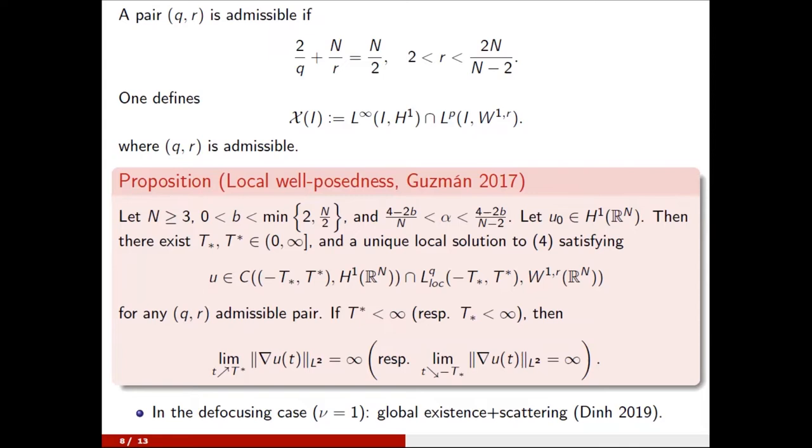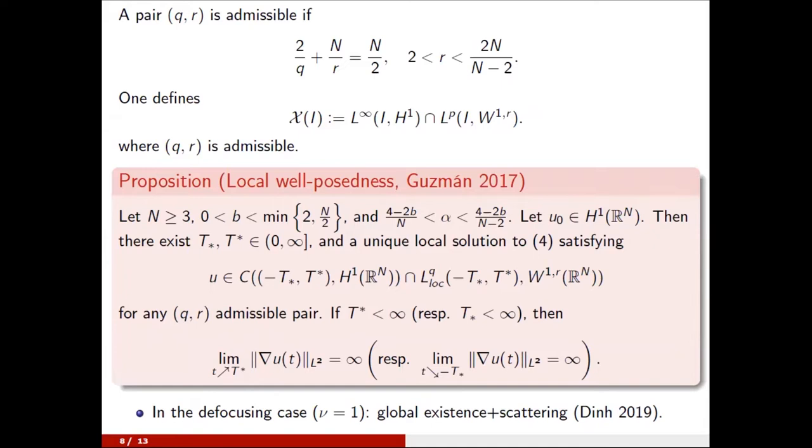Starting with dimension three, for example, this result by Guzman proved that with this condition on b and alpha, if you put b equal to zero you come back to the homogeneous case, where you see four over dimension, here four over dimension minus two, it's L2 supercritical, H1 subcritical, okay? If you take u0 in H1, there is a maximal solution. There are two times of existence, negative and positive, and the solution is in this space. Actually, it's continuous with values in H1, and in L^q W^{1,r} for any couple which is admissible, like the Schrödinger one.